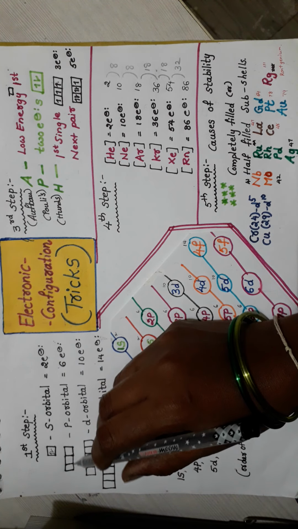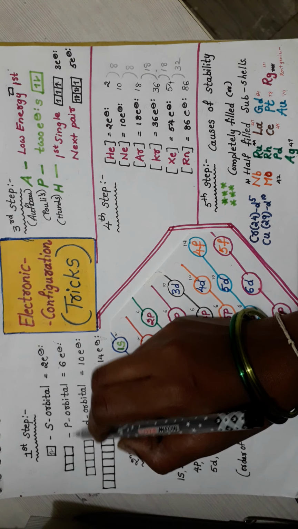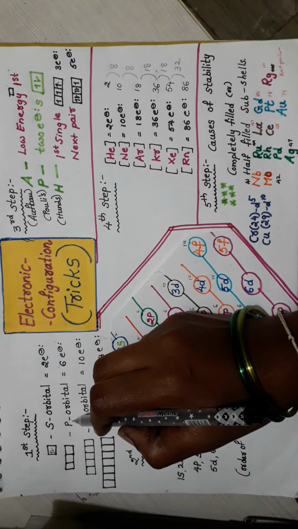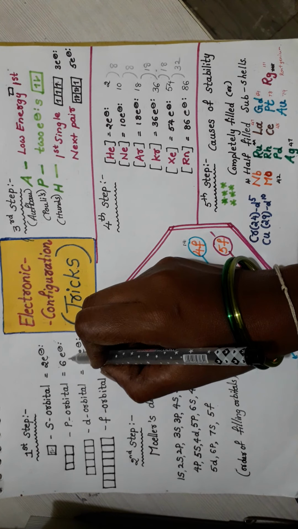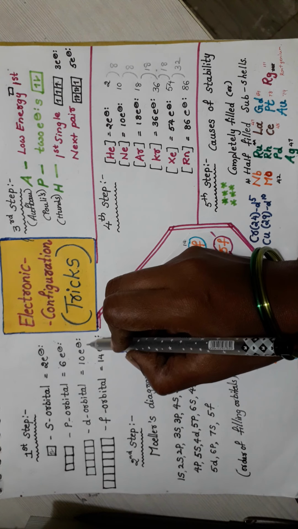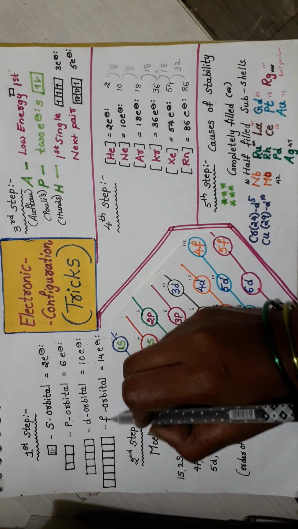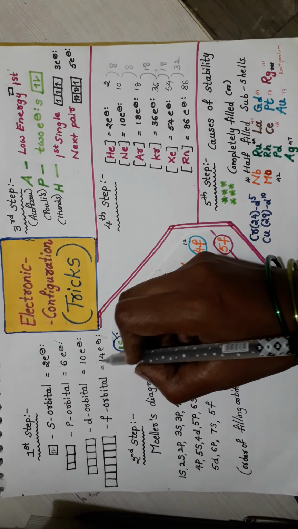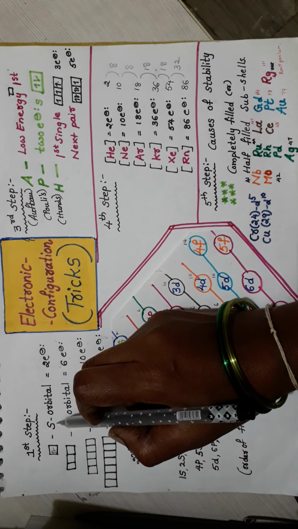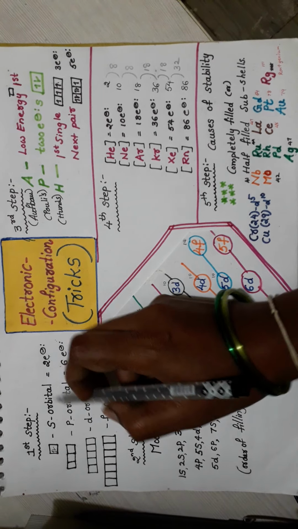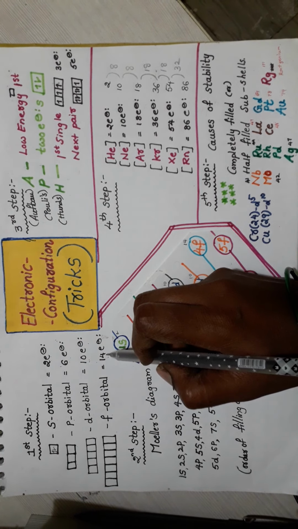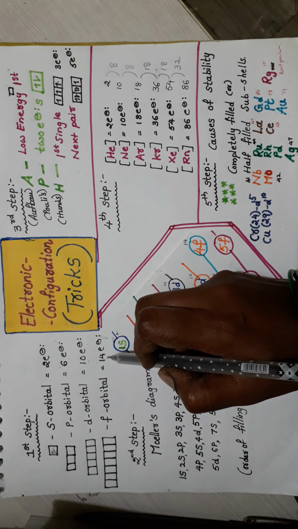The p orbital has 3 subshells like px, py, pz. Each orbital is filled with 2 electrons, so the p orbital is filled with 6 electrons. The d orbital has 5 subshells, so it is filled with 10 electrons. The f orbital has 7 subshells, so it is filled with 14 electrons. Here you must remember: s 2 electrons, p 6 electrons, d 10 electrons, f 14 electrons. This is the first step.